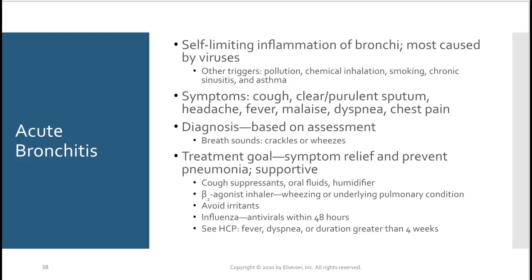Treatment goal is symptom relief and preventing pneumonia, so it's going to be supportive. Cough suppressants or oral fluids and possibly a humidifier. Beta-2 agonist inhalers, which would be like our albuterol, would be for wheezing or underlying pulmonary conditions. We want them to avoid irritants. If they have influenza, we want them to get antivirals within the 48 hours. And they should see the healthcare provider if they have fever, dyspnea, or duration greater than 4 weeks.